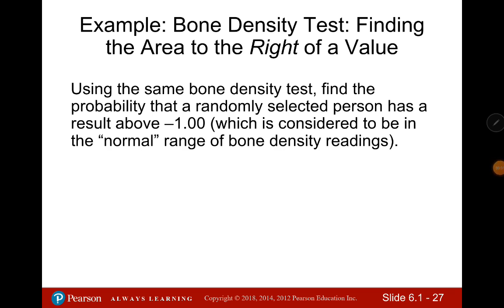Right, after we talked in the example about how to find the cumulative area from the left. Remember, in that example, we found the area cumulative from the left, but this time we are talking about the area to the right. Suppose a person has a result above -1. So we want to know the probability. This time the score is above -1. How can we find the probability?